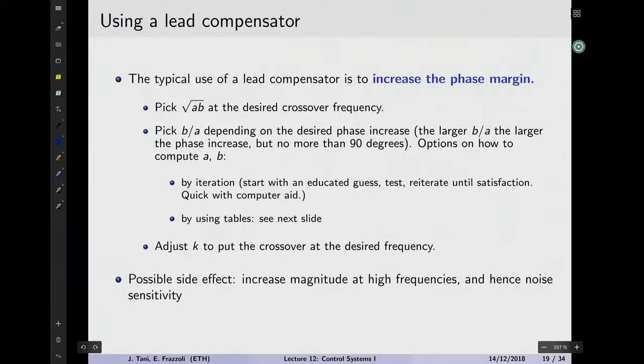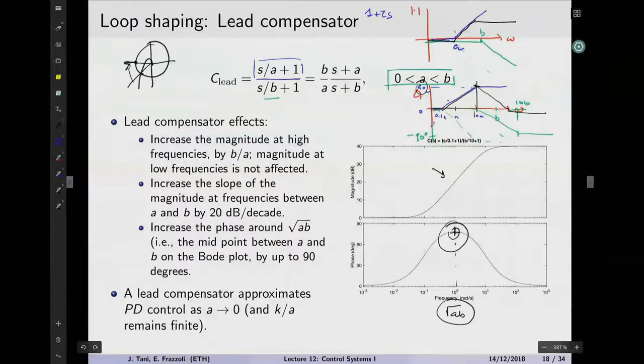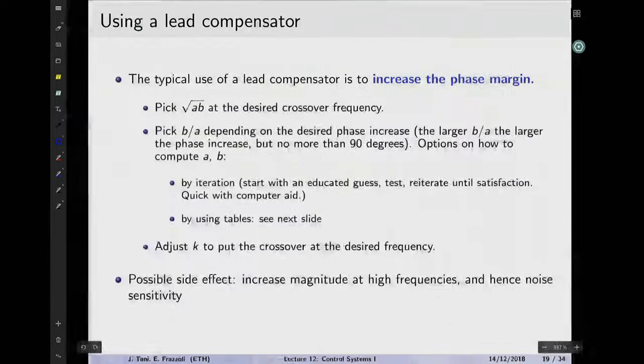So let's see. The typical use of a lead compensator, again, is to increase the phase margin because it bumps up the phase, right? So how do you design it? The biggest phase contribution comes at the geometrical midpoint between A and B, which is the root of A times B. The whole point is adding phase to the system, and it makes sense to do it at the crossover frequency because that's where you define the phase margin. So the first thing you would do is make sure that the root of A times B is equal to the desired crossover frequency, because that's where you're going to be adding your phase.